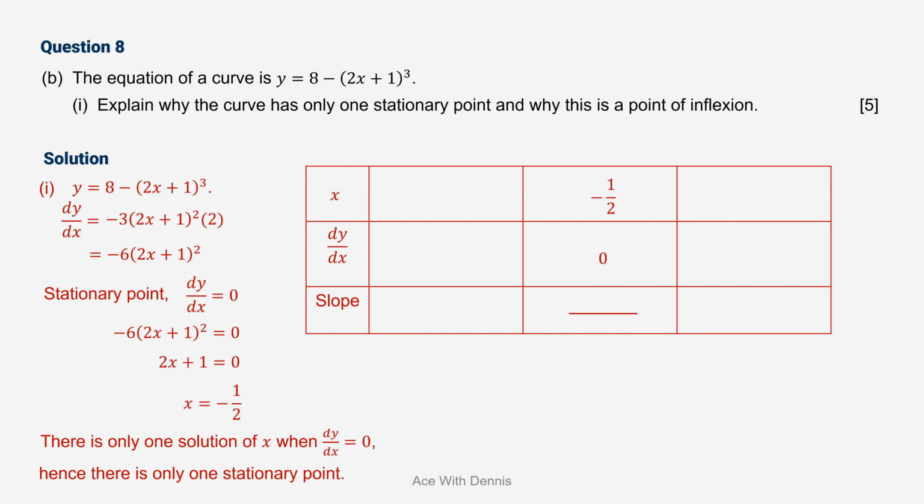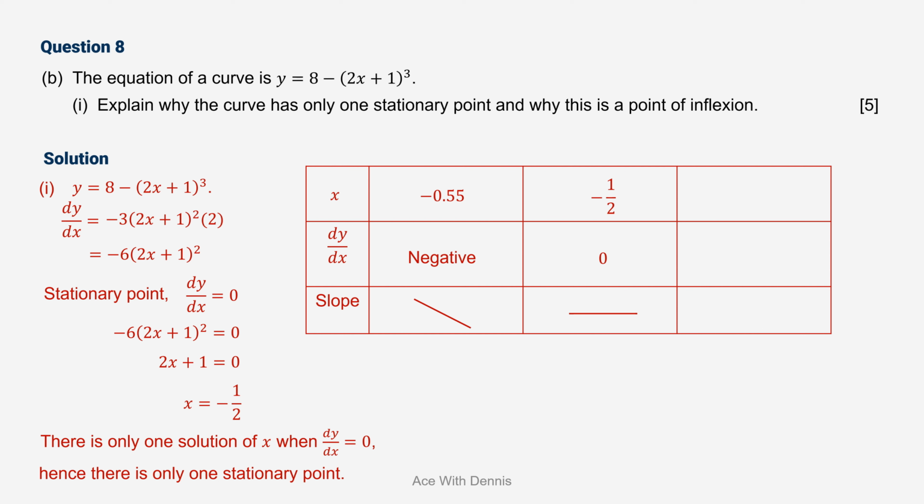Now choose one x value which is slightly lower than negative half. So I will choose negative 0.55. So if x is equal to negative 0.55, dy over dx will be a negative value. Hence the slope will be a decreasing function going down like this.